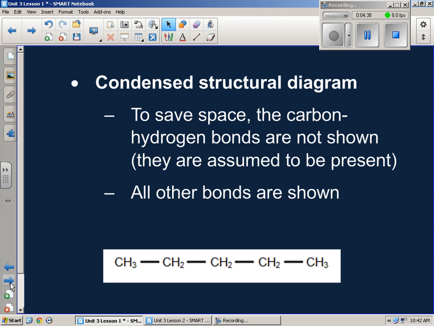So the carbon to carbon bond, carbon to carbon, carbon to carbon, carbon to carbon. And then we just put in the appropriate number of hydrogens that we need to fill in those carbons. So remember, there's 4 things around every carbon. So we need to make sure we have 4 things around every carbon.